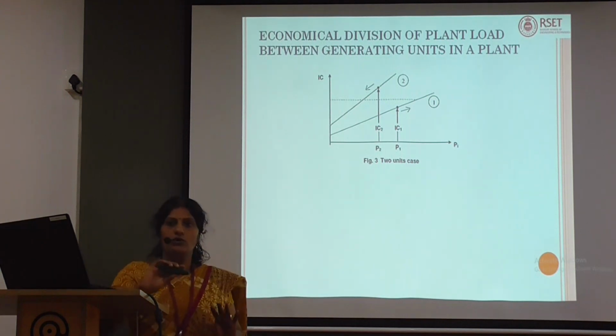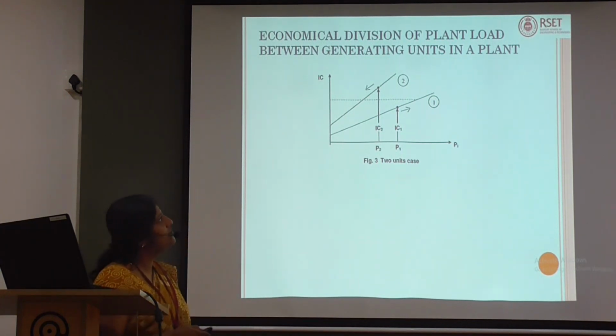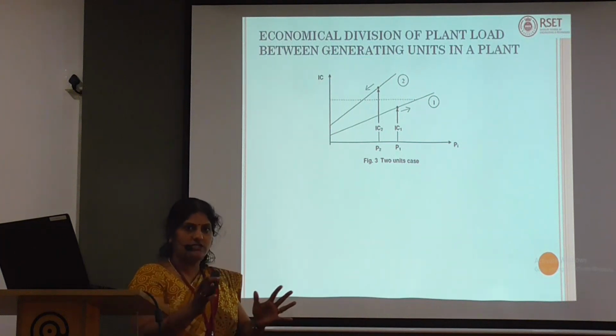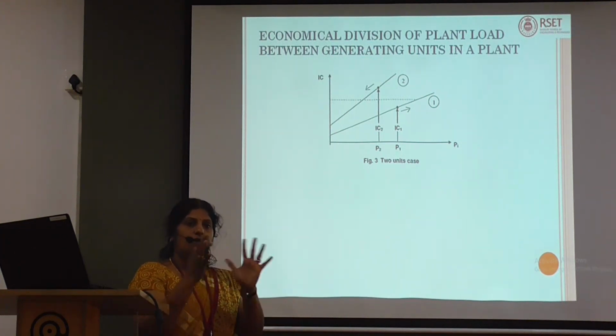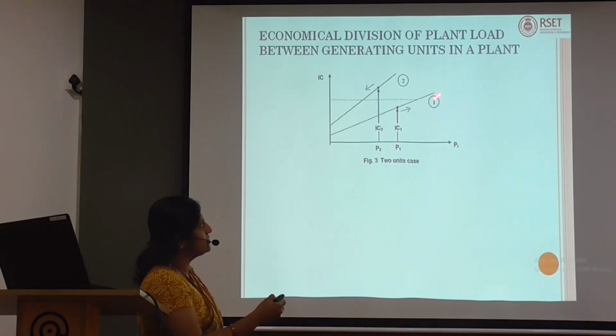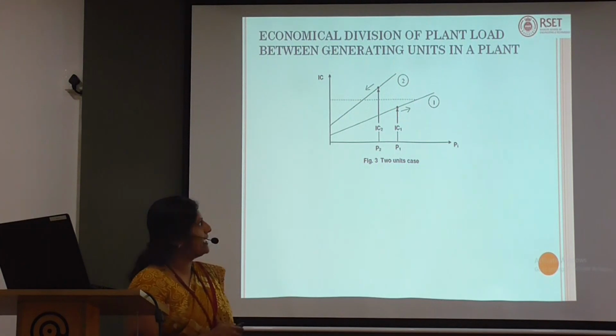So next, moving on to the economic division of plant load between the different generating units in a plant. Let me suppose that we have in a plant 2 different units. 2 different units have 2 different incremental cost curves. Let this be the incremental cost curve of the first plant and this represents the incremental cost curve of the second plant. So we find that at one point, this plant has a higher incremental cost when compared to the second plant.